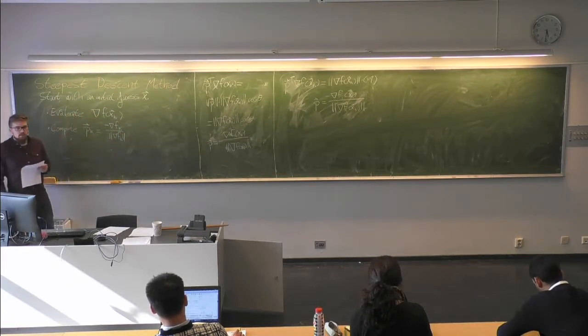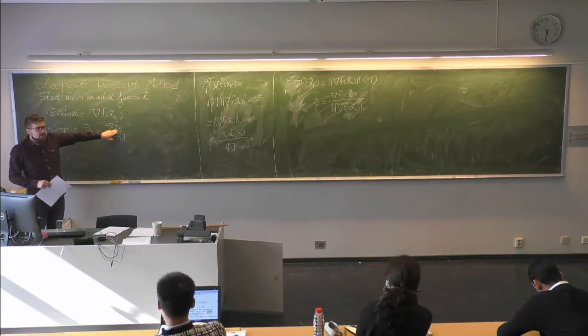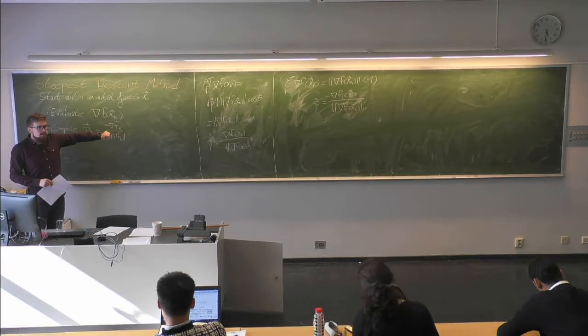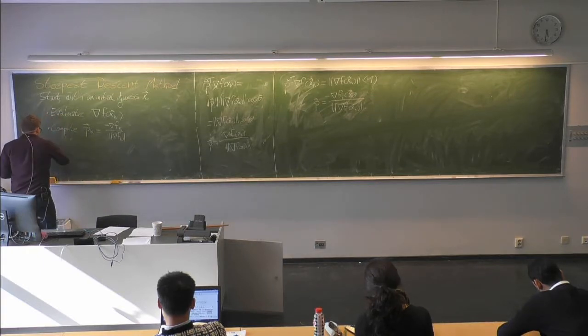Okay, so what did I do? This is just notation. I'm just tired of writing f of xk, so I'm just going to write fk. This means f evaluated at the position xk. Just to save some space, or bulk, or whatever. And then we compute the next step.